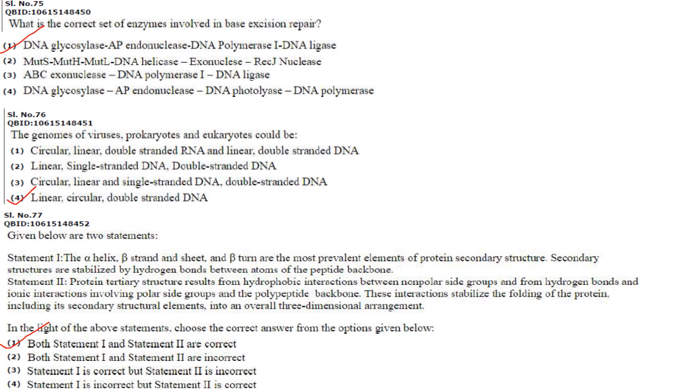Protein tertiary structure results from hydrophobic interactions between non-polar side groups and from hydrogen bonds and ionic interactions involving polar side groups and the polypeptide backbone. These interactions stabilize the folding of the protein, including its secondary structural elements, into an overall three-dimensional arrangement. That is also correct. So both statements 1 and 2 are correct.